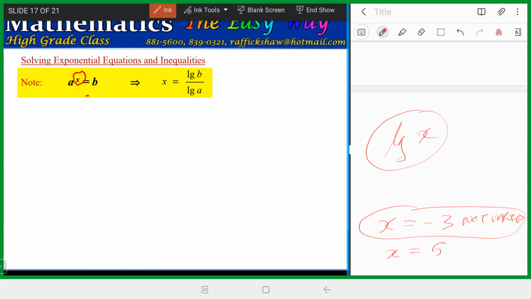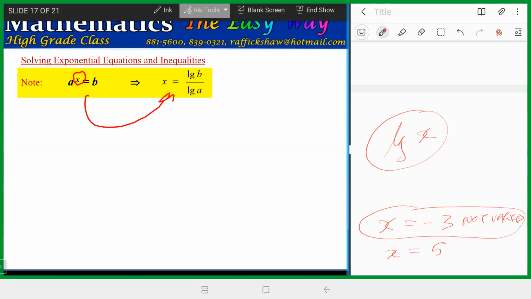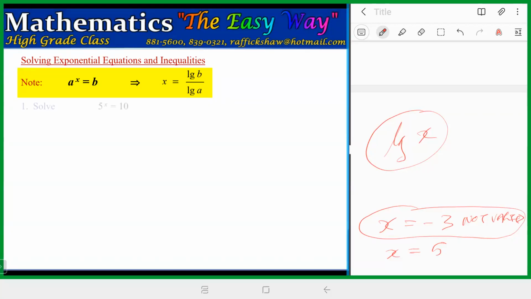So how do I go from this to this? By doing that same thing that I just said. Let me see if it's on the slide. Oh, an example is on the slide. So we can work with the example. So 5 to the x equals 10.